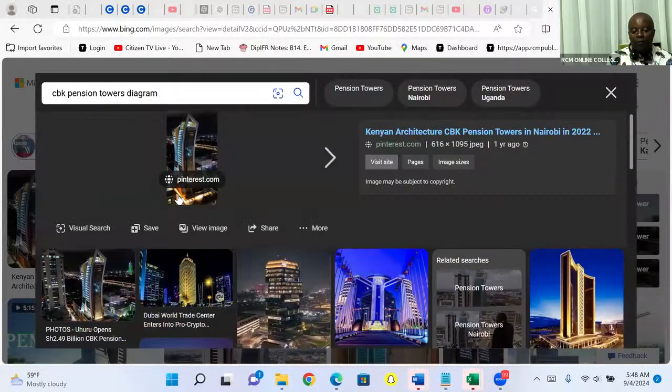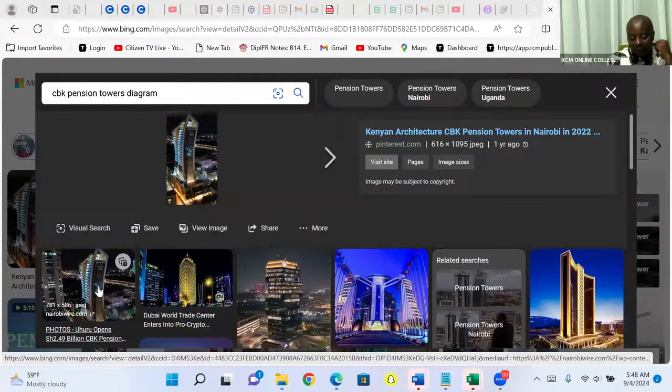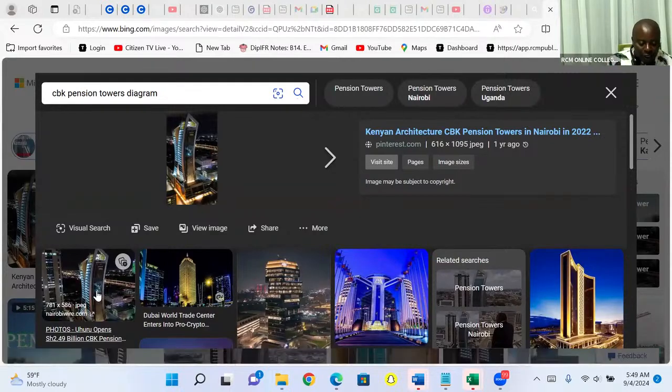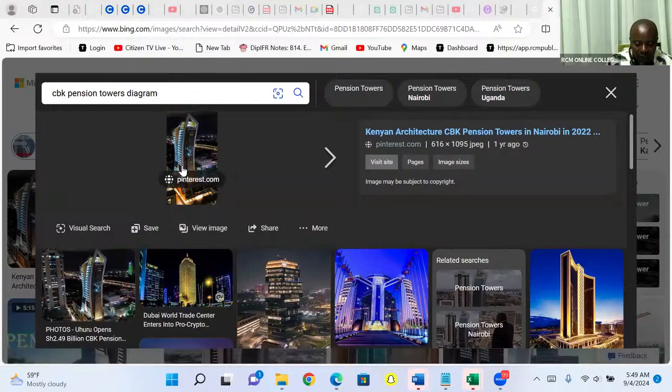This is that house which is very, very smart, which was built by some Chinese contractor. So you can see here, most importantly, that it's curving. It's a twin tower. Look at this one here. This is much better. So you can see one is curving to one side, and this other one here is curving this way, like this. It's the CBK pension towers for the old people.